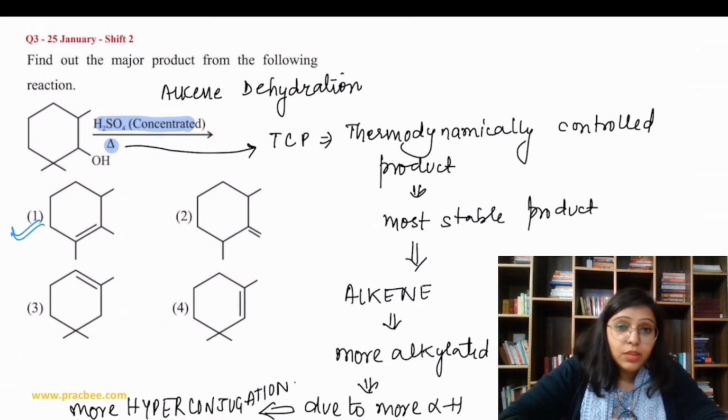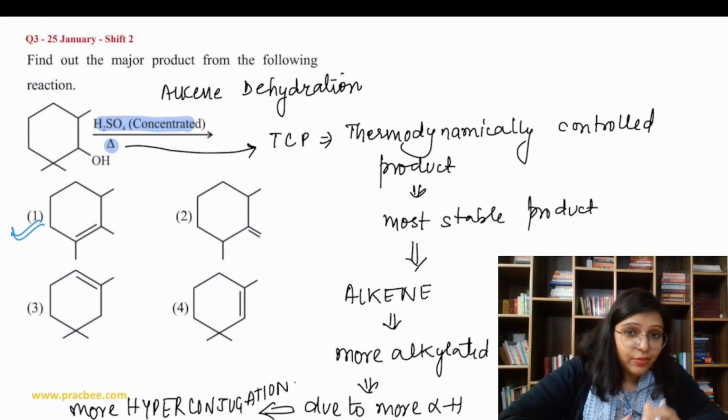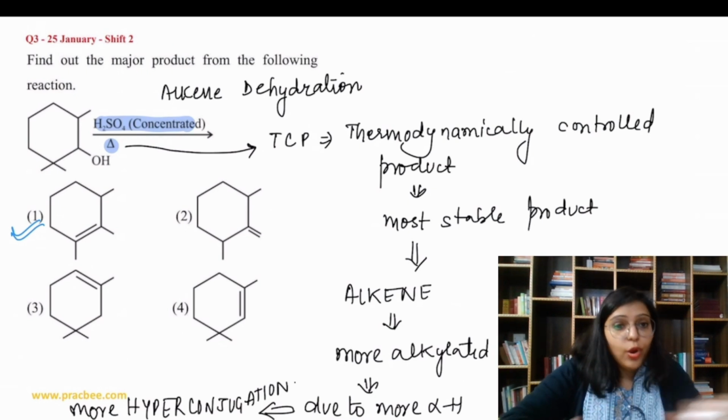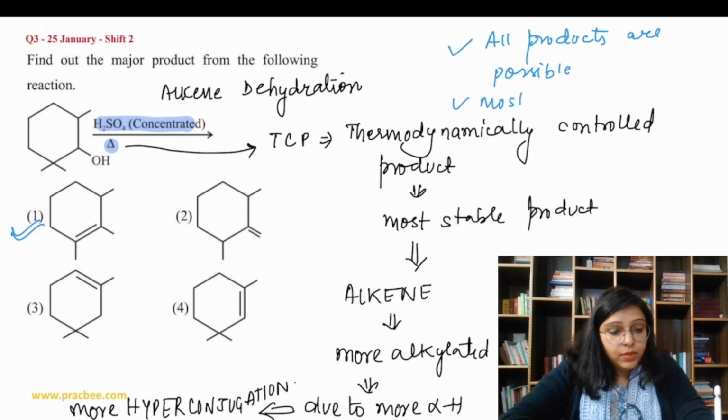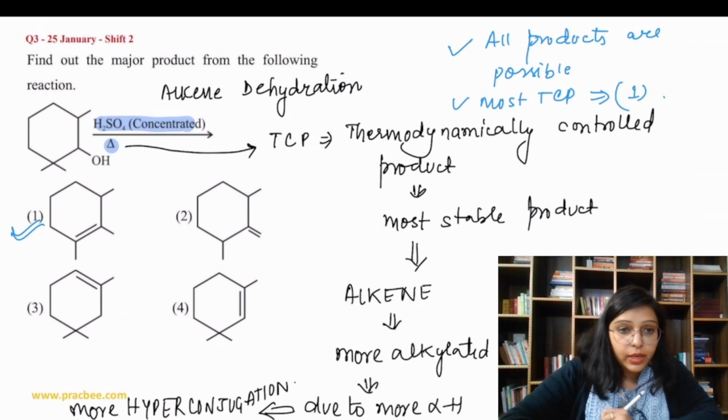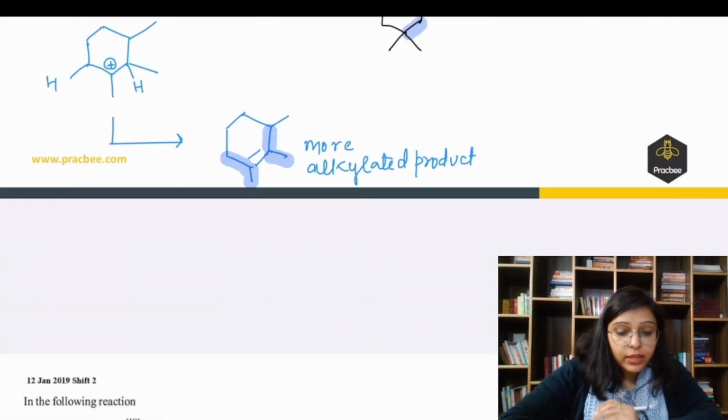Otherwise we can have all the products, we can have option number 2, option number 3, 4. All products are possible in this case, but the most stable, most thermodynamically controlled product is option number 1. Okay, now moving on to the next question.